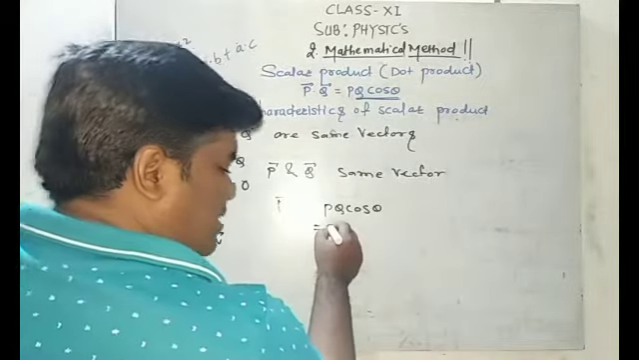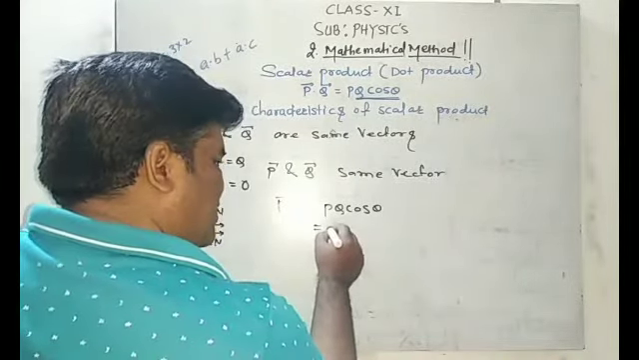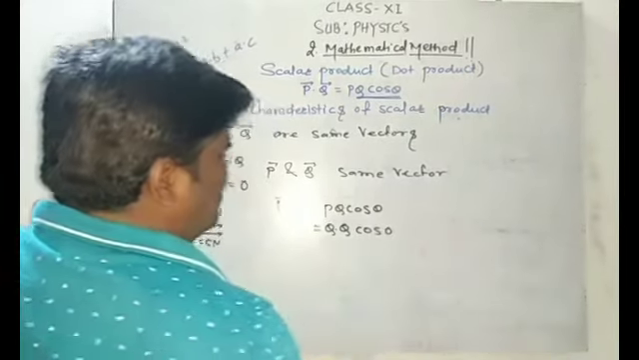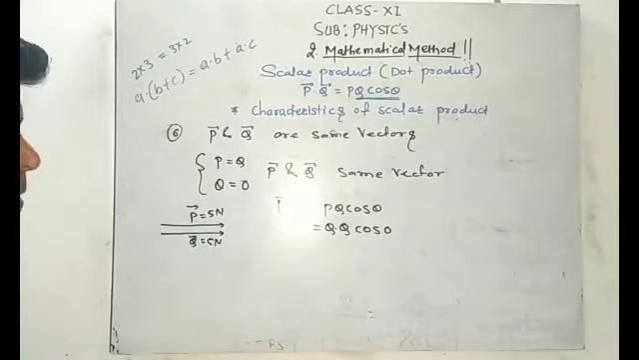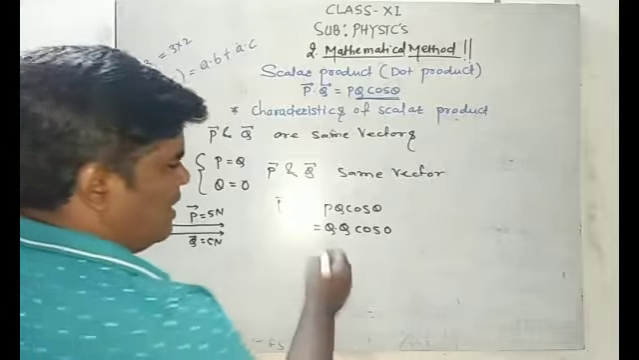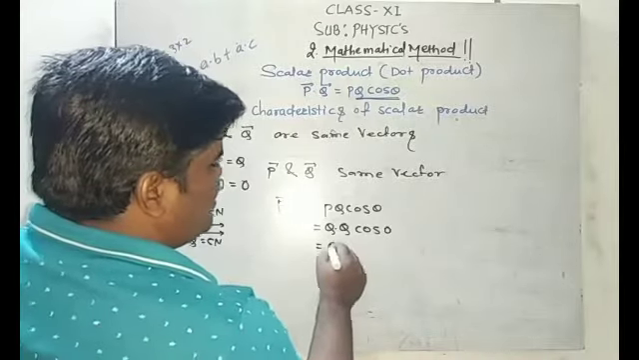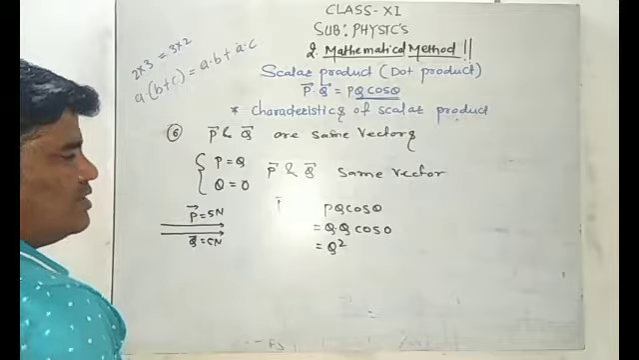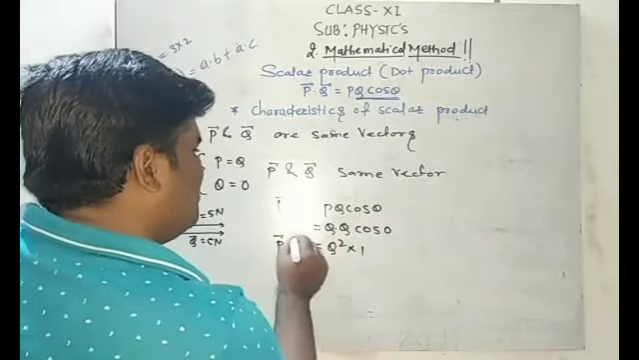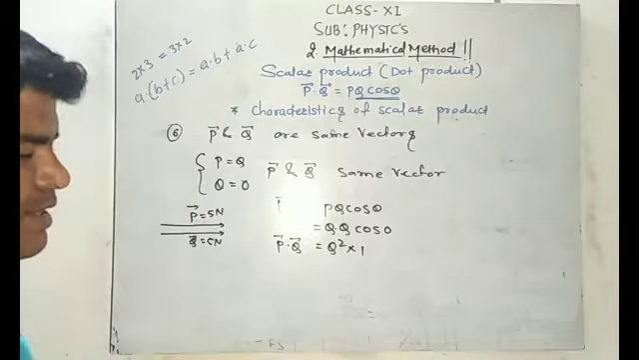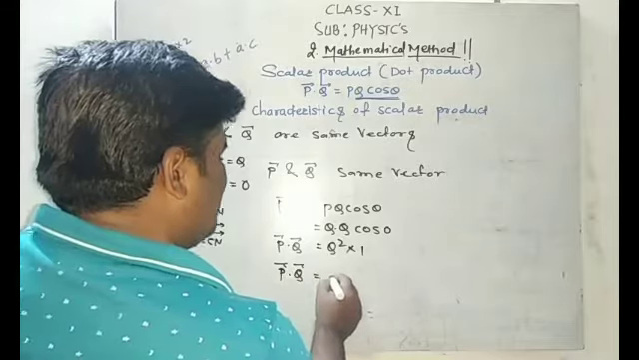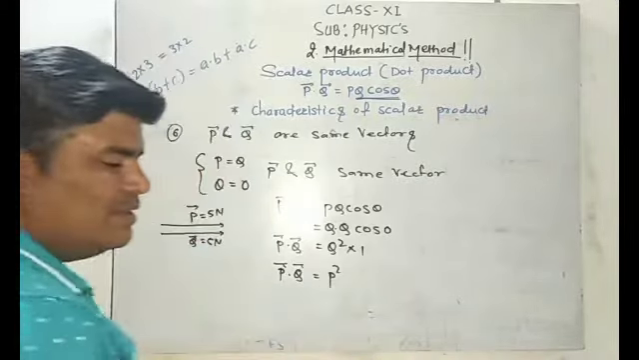Then we can say this is Q multiplied by Q cos theta, and theta is equal to 0 because these two vectors are the same and the angle between them is 0. Therefore this is equal to Q square, because cos of 0 is equal to 1. Then P bar dot Q bar is equal to Q square. Similarly, P bar dot Q bar is equal to P square.